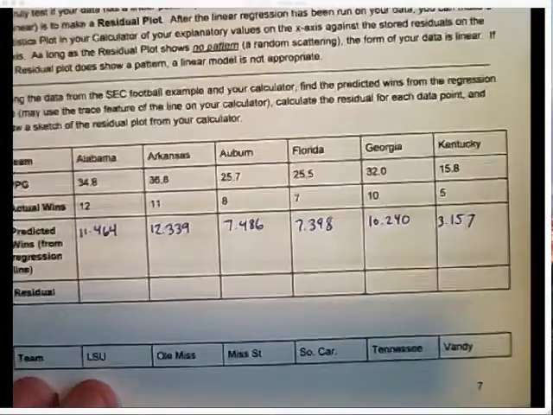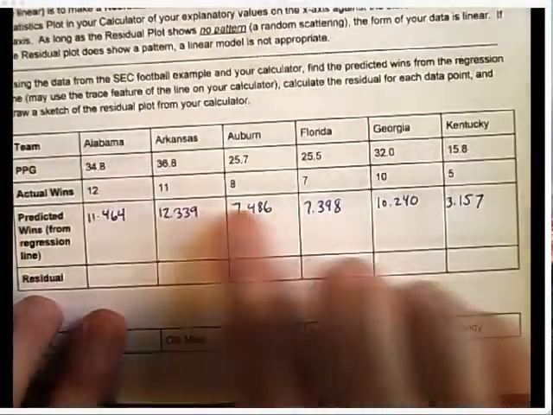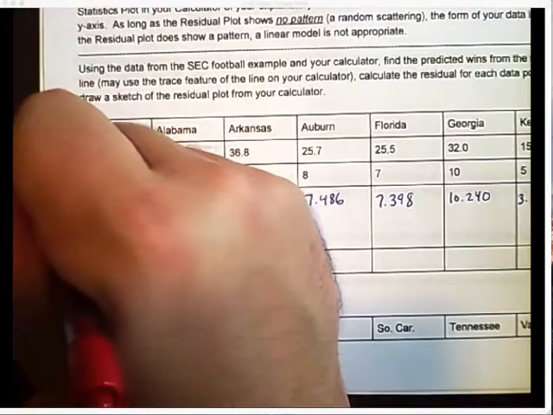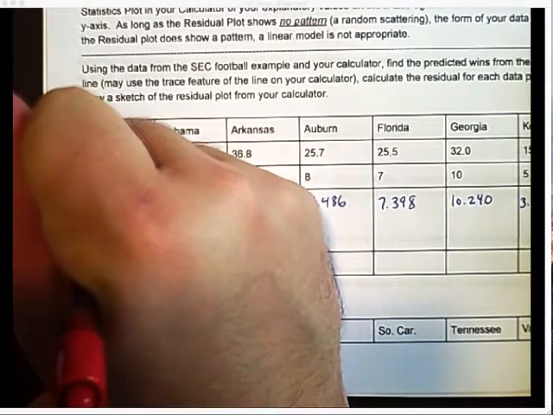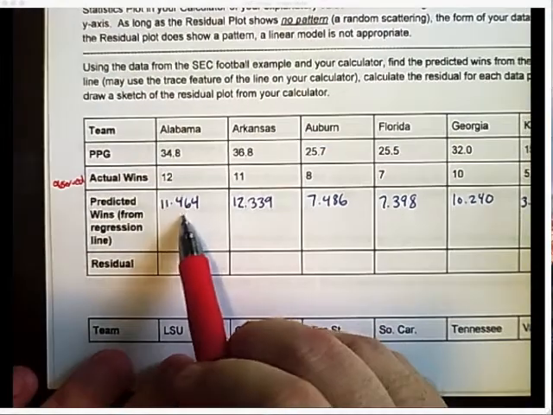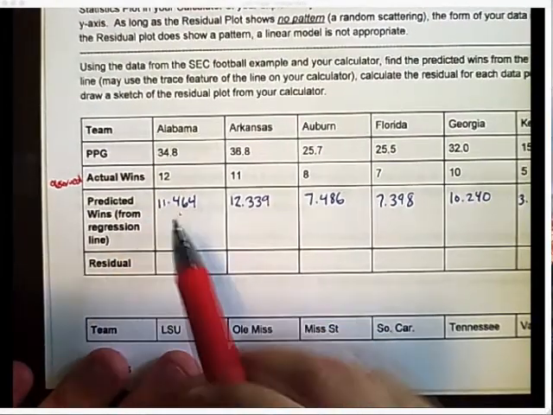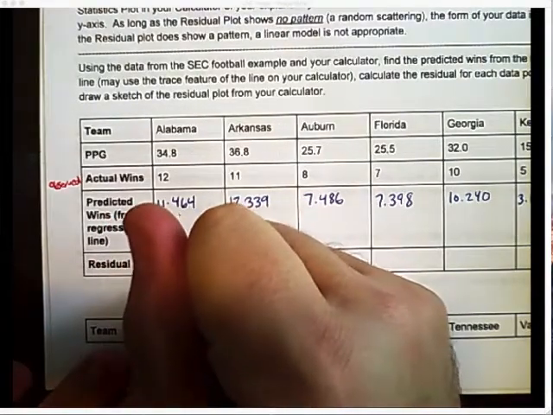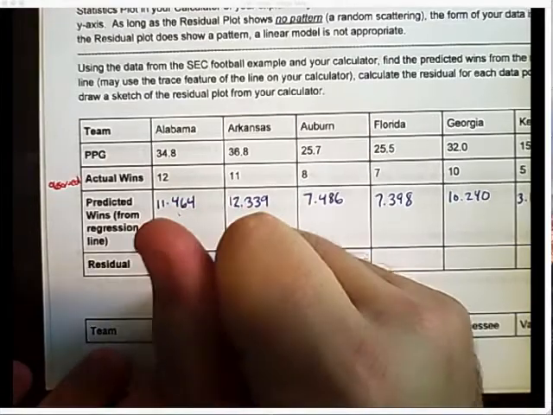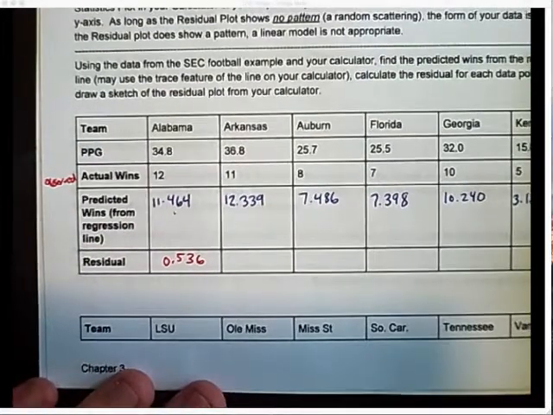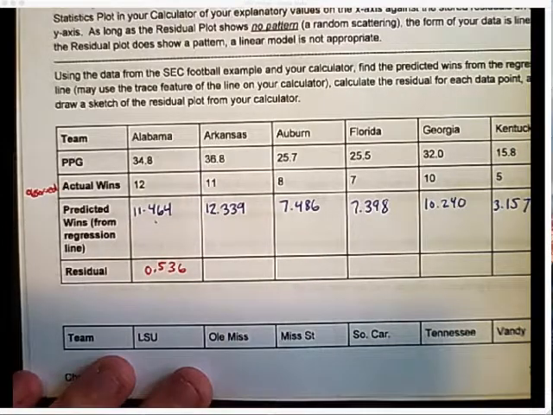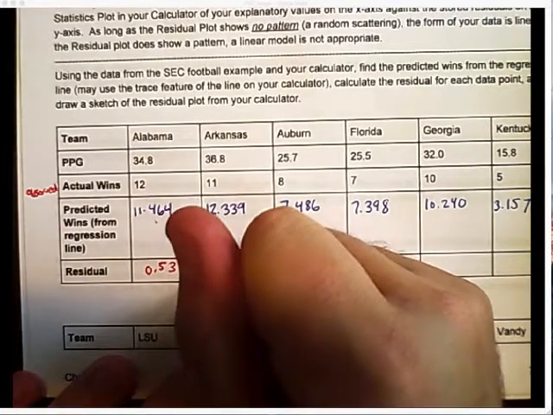So let's calculate the residuals for these first 6 teams. You take the actual, which is also the observed, minus the predicted. So what's 12 minus 11.464? Well, that's 0.536. Okay, to 3 decimal places this time. What's 11 minus 12.339? Well, that's negative 1.339.